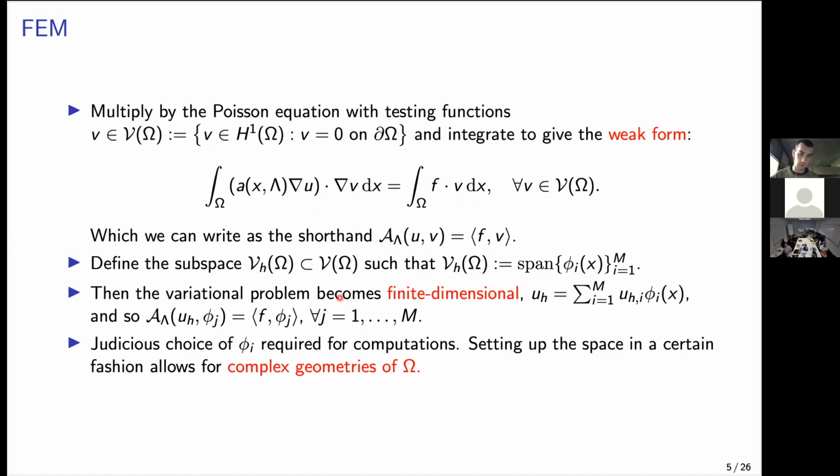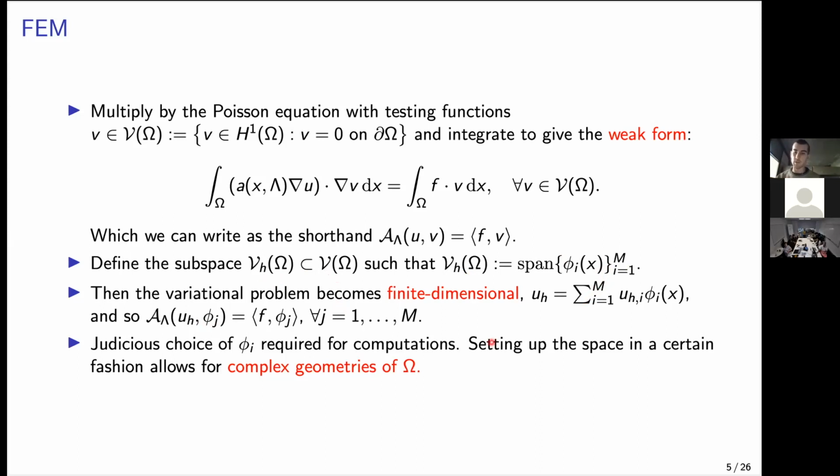And so what we do then is define a subspace VH as a subset of this testing space, such that this testing space is the span of a linear set of functions, phi I, and this makes the space finite dimensional. So when we plug in the functions where they're supposed to go, so we drop in a phi j wherever we see a v, we end up with a finite dimensional linear system.